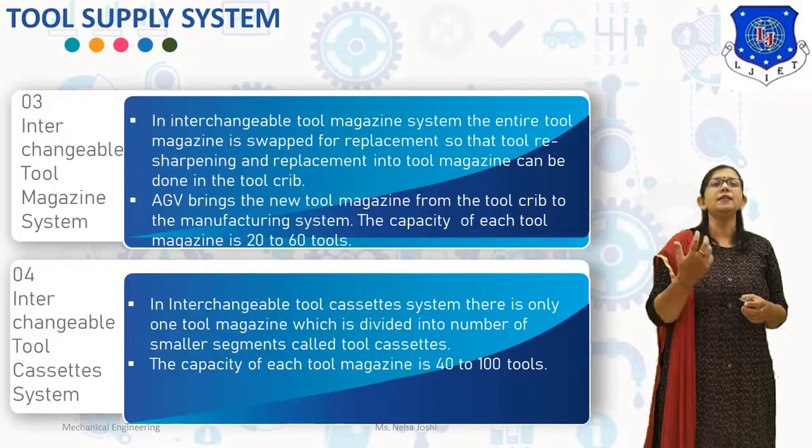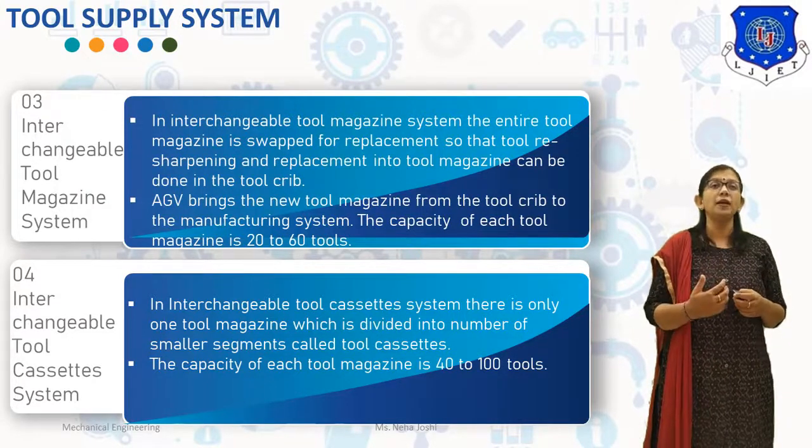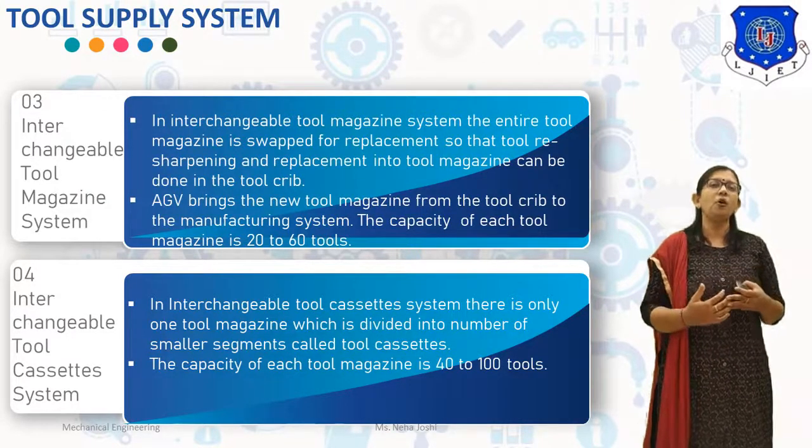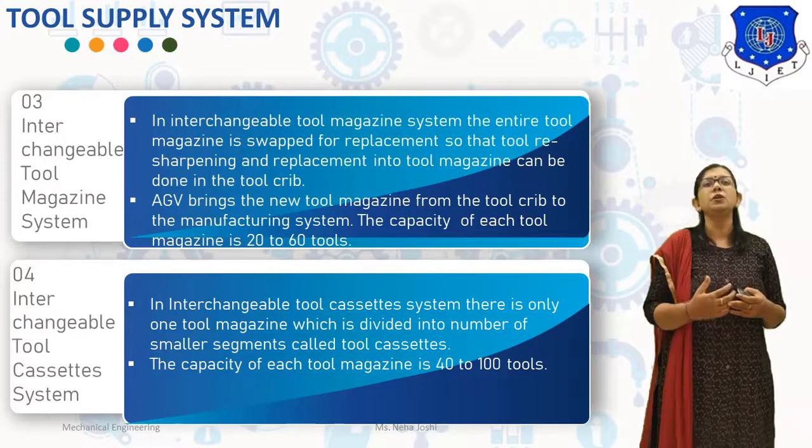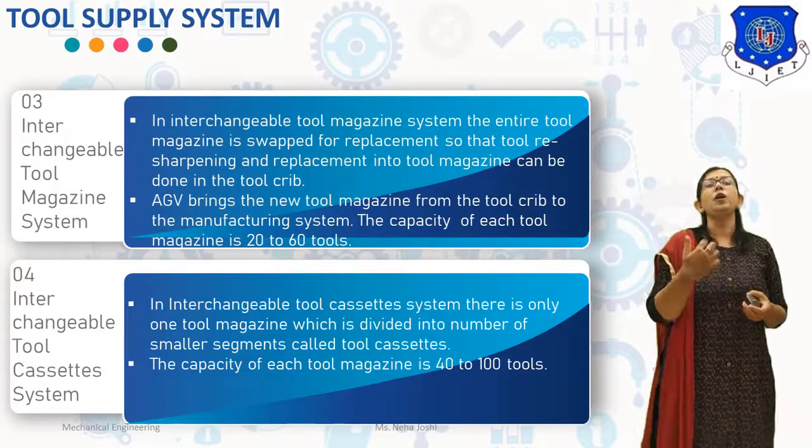However, the tool cassettes are to be accommodated in a tool magazine. The arrangement is slightly complicated. The capacity of each tool magazine in interchangeable tool cassettes is 40 to 100 tools.